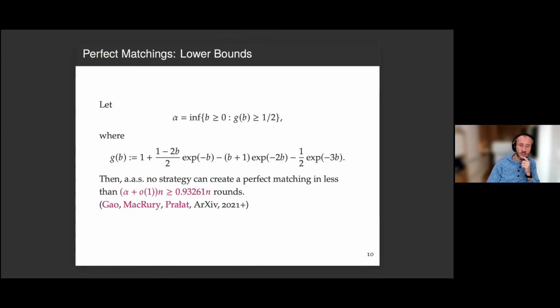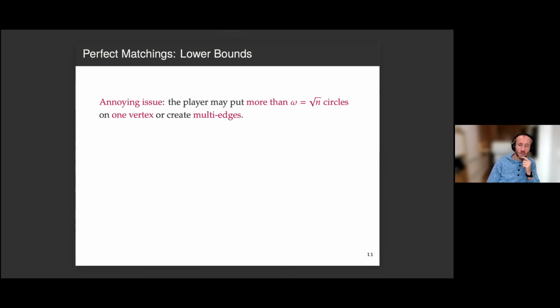So another constant, but this time it is computed more explicitly. It's also numerical, but it's just the infimum over b where this ugly-looking function is at least half. So I guess we should be able to hopefully see why this function appears. But before that, there's a little annoying issue.